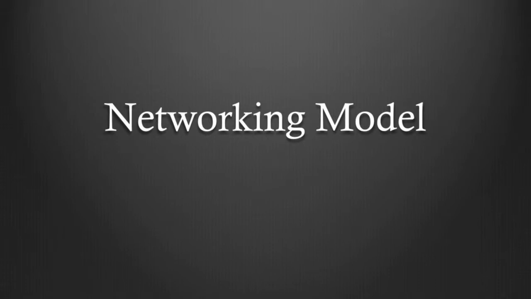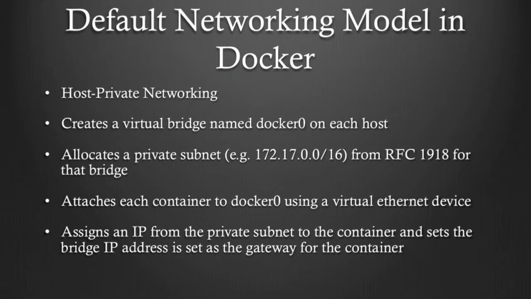Now, networking model. Let's look at the default networking model in Docker. Most of you may already be familiar with this, but it's host private networking. What Docker does is it creates a bridge named docker0 on each virtual machine, and it allocates a private subnet from RFC 1918 for that bridge, and attaches each container to docker0 using a virtual Ethernet device, and assigns an IP from that private subnet to the container, and sets the bridge as the default gateway.